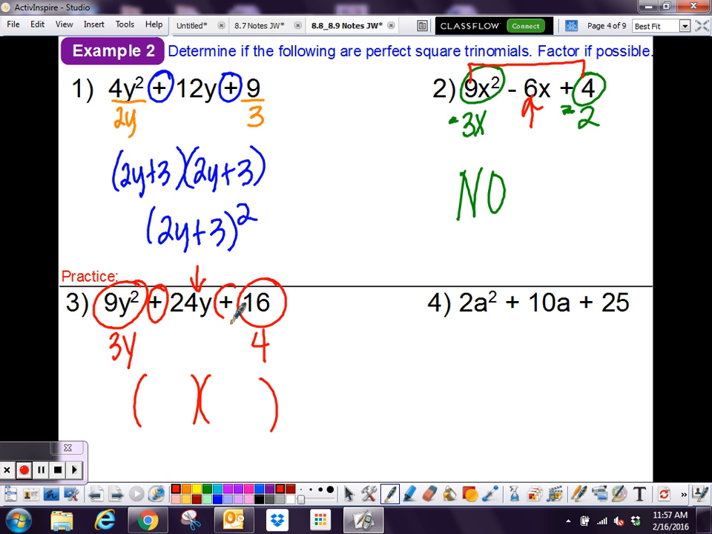These are both plus signs. So I'm going to have 3y plus 4 and 3y plus 4, or 3y plus 4 squared. Either way. All right, we are going to skip number 4.